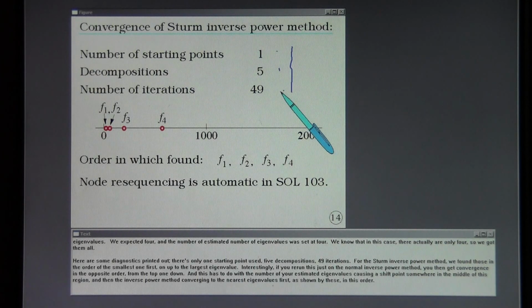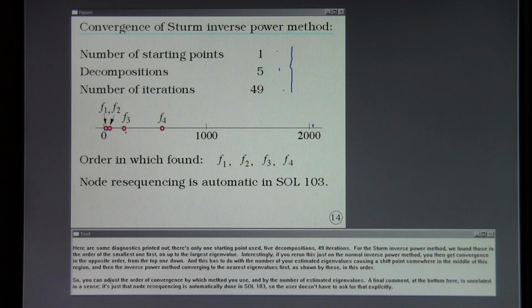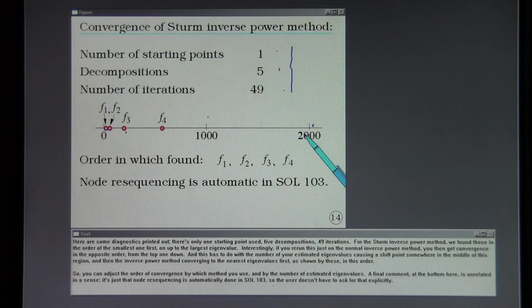For the Sturm inverse power method, we found those in the order of the smallest one first on up to the largest eigenvalue. Interestingly, if you rerun this just on the normal inverse power method, you then get the convergence in the opposite order, from the top one down. This has to do with your number of estimated eigenvalues causing a shift point somewhere in the middle of this region, and then the inverse power method converging to the nearest eigenvalues first, as shown by these in this order. So you can adjust the order of convergence by which method you use and by the number of estimated eigenvalues. A final comment at the bottom here is unrelated, in a sense. It's just that node resequencing is automatically done in Sol 103, so the user doesn't have to ask for that explicitly.